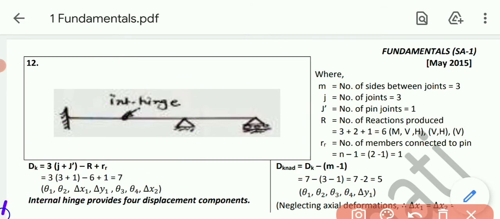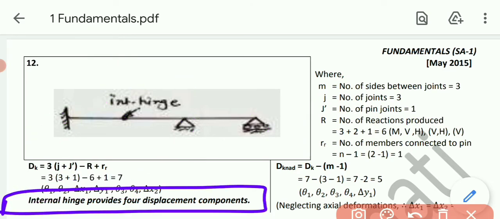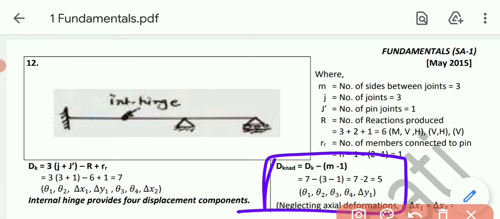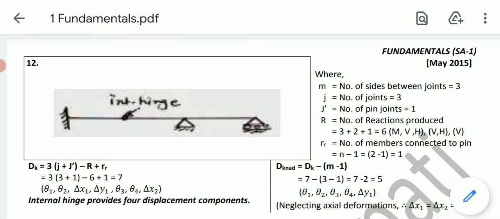Okay, and over here I add the condition that an internal hinge provides 4 displacement components. For this one, DK none, DK minus m minus 1, m is 3, so DK minus 3 minus 1, so 7 minus 2, answer comes 5. Avoid the horizontal, so the remaining answers are theta 1, theta 2, theta 3, theta 4 and delta y1. See this one.